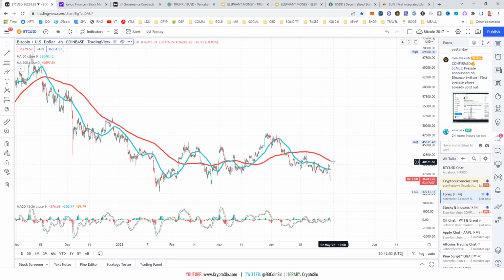So we got the 200 pointing down. We had the death cross. We had the confirmation where it tried to make it above and the rejection. A lower low. And this does not look good. This does not look good, at least in the short term. This could indicate a major downtrend. So what's the takeaway from that?